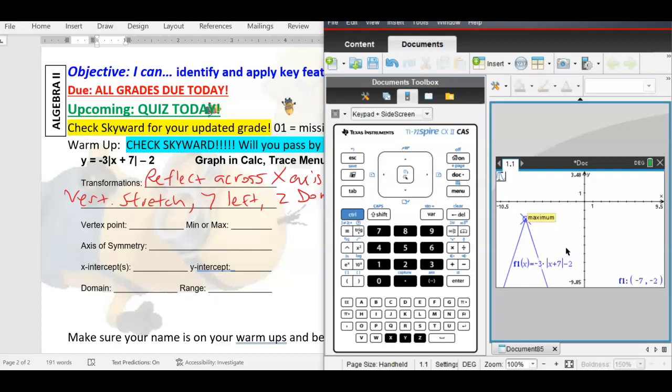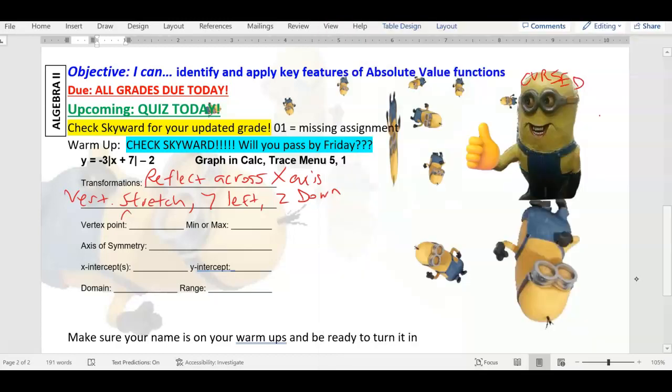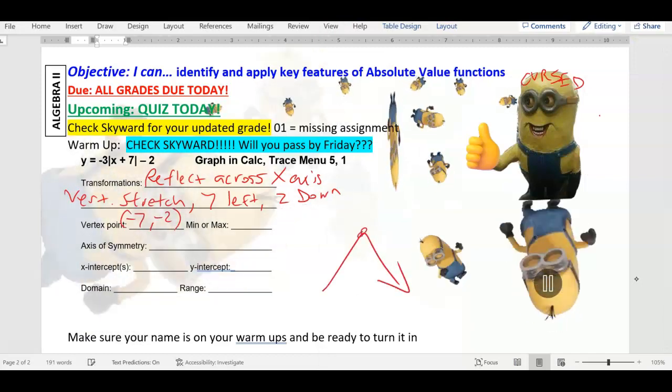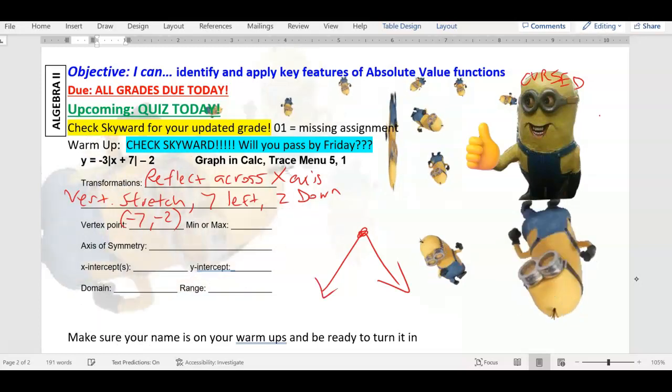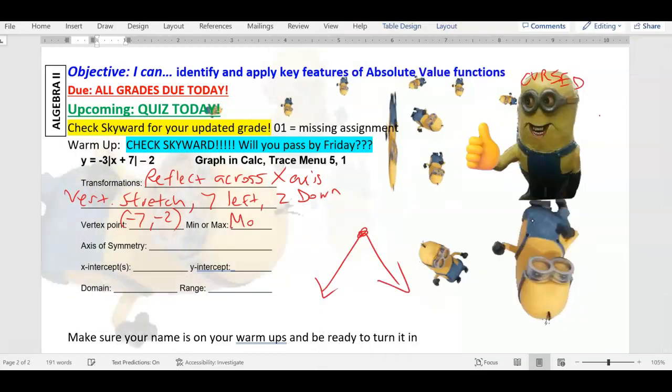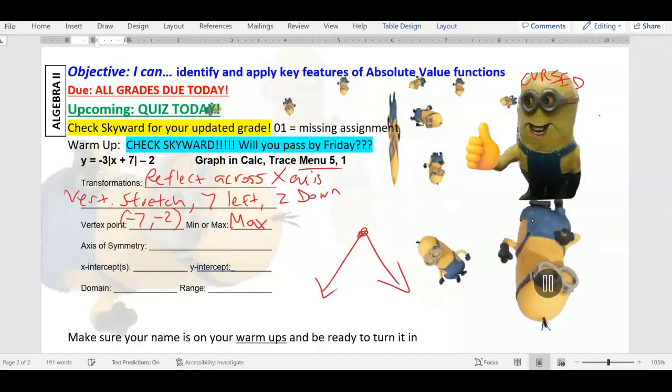Okay, now we notice, first of all, what's the vertex? So right there, it tells us it's a maximum, and what is the vertex down here? -7, -2, and if it's at the top of a hill, so to speak, what is that? Max. It also tells you right there on the calculator. Remember, it's menu 5-1 to do that.